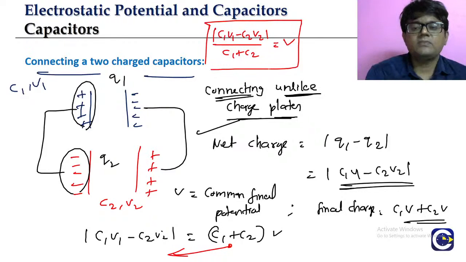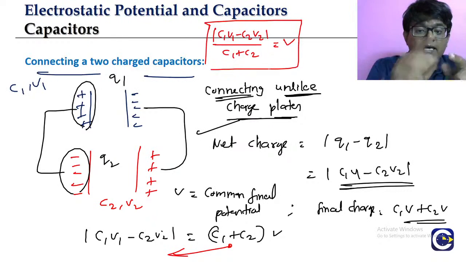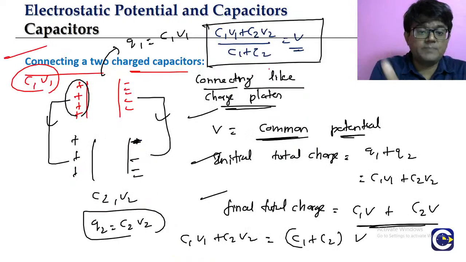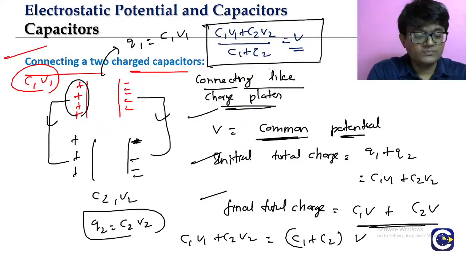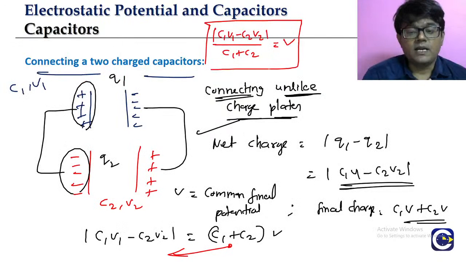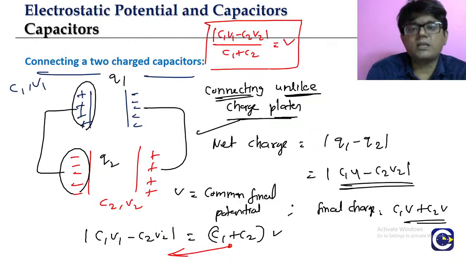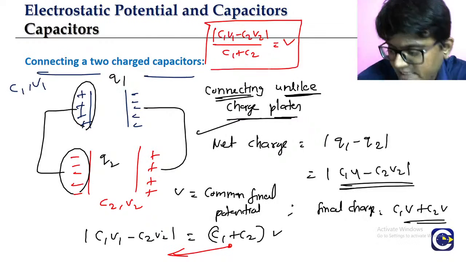The next stage is connecting two charged capacitors. We can connect them in two ways. One, connecting with like plates, as in the first case. Then the common potential is C1V1 plus C2V2 by C1 plus C2. Another way, connecting the unlike charge plates together, there will be charge cancellation. Then the common potential is modulus of C1V1 minus C2V2 by C1 plus C2. Okay? So this is about connecting capacitors.